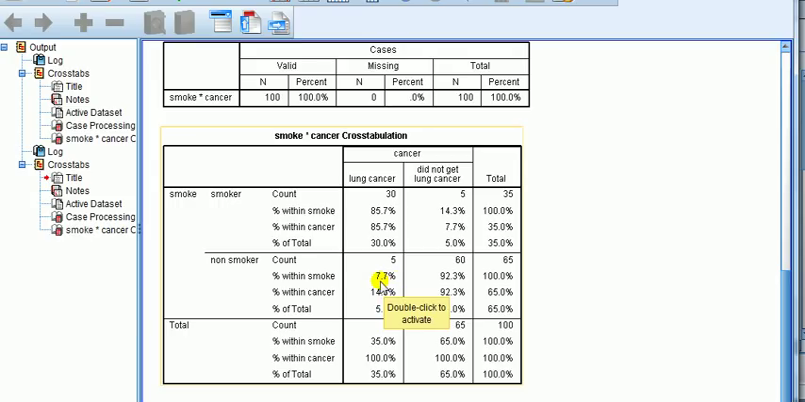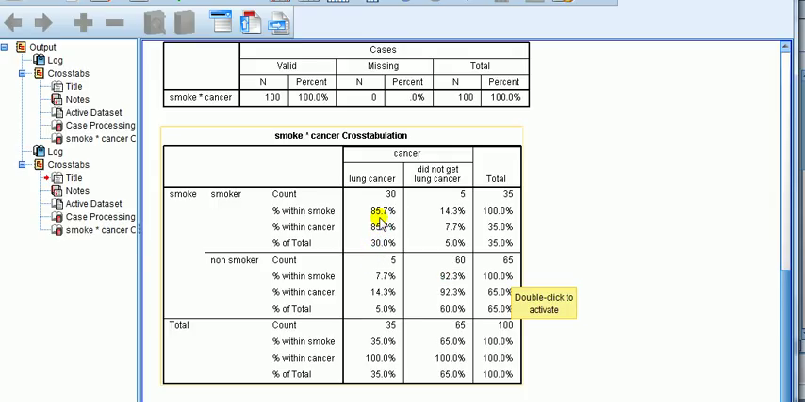So how is that 100 split up between lung cancer and no lung cancer? Well, out of non-smokers, 7.7% have lung cancer. That's 5 out of 65, which is 7.7%, and 92.3% do not get lung cancer, who are people who are non-smokers. That's 60 divided by 65. That's 60 out of 65, which is 92.3%.